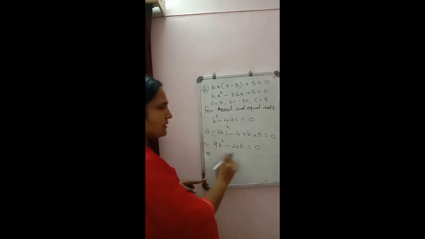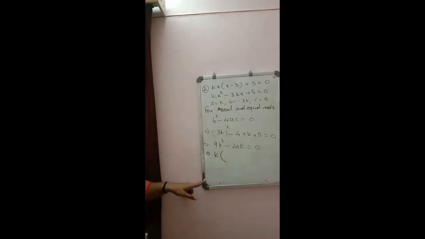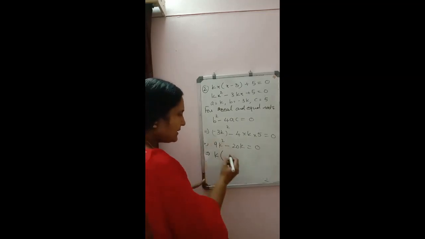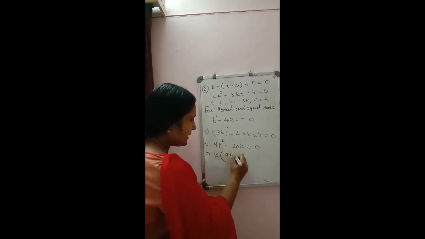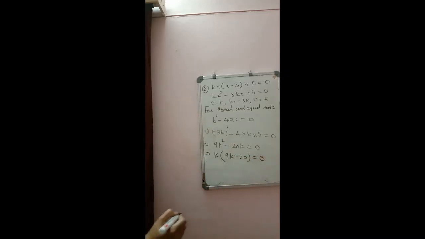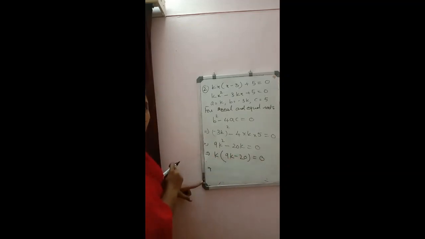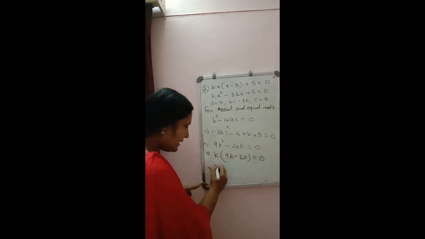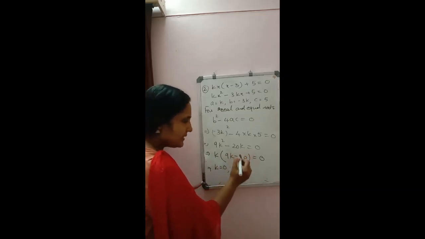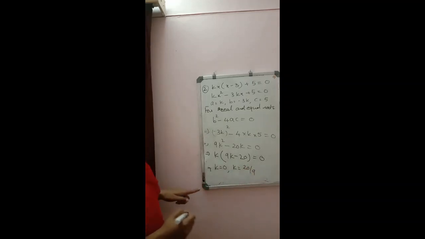So what we have to do in these cases, you can take k common. We can take k outside. This is the correct method to solve there. Now inside the bracket it will come 9k minus 20 is equal to 0. Now we will have product of two expressions is equal to 0. This is possible when either k is equal to 0 or 9k minus 20 is equal to 0. Then we will get k is equal to 20 by 9.